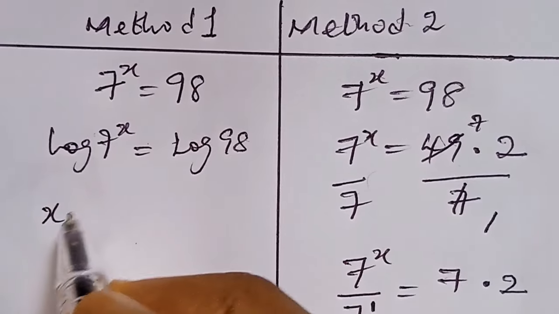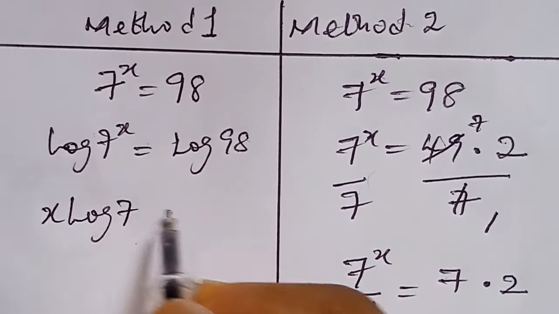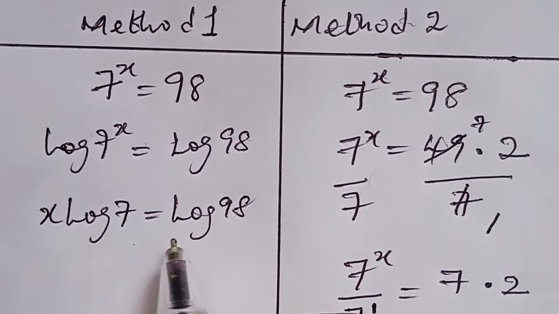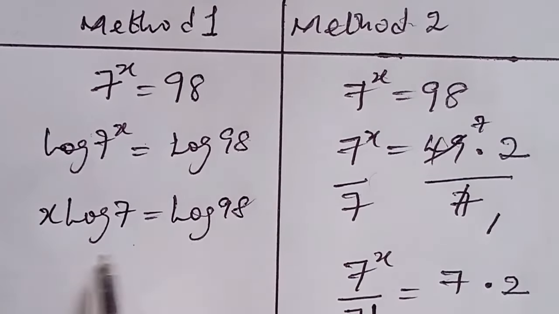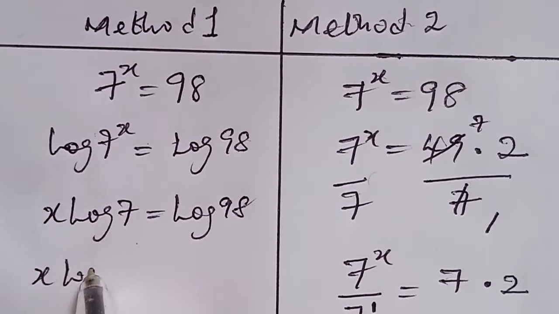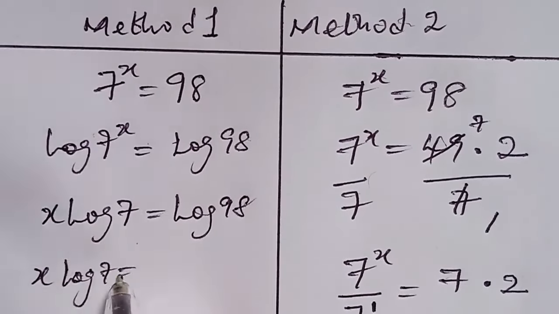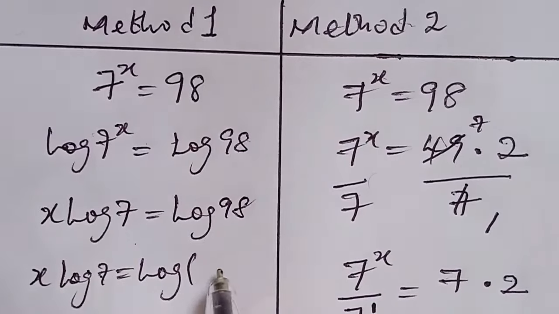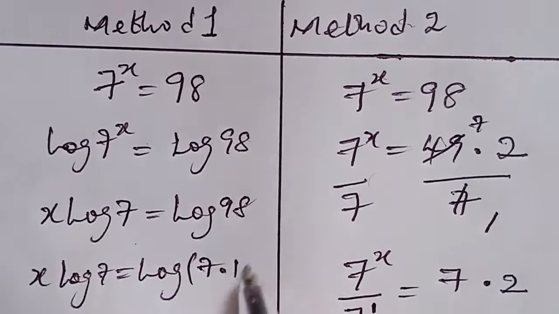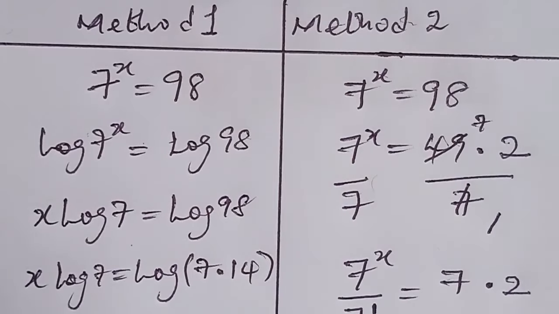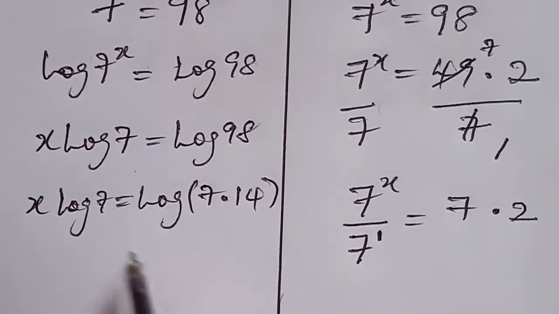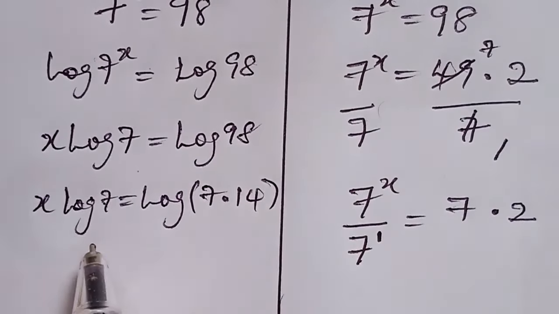For this first method, we can bring this x at the exponent down to the base. So we have x log of 7 equal to log of 98. Then we can simplify the right hand side as x log of 7 equal to log of 7 multiplied by 14. So from here we can divide both sides by log 7.